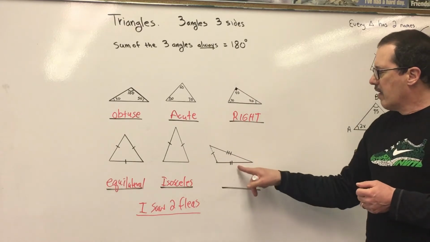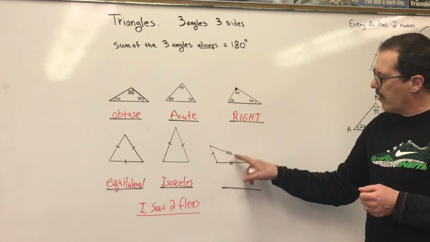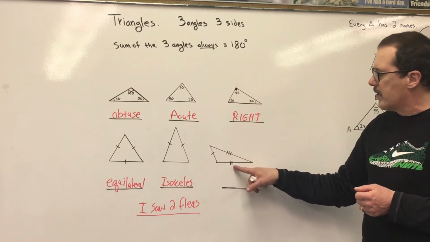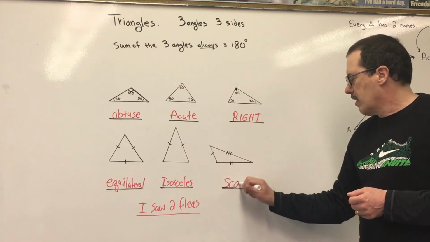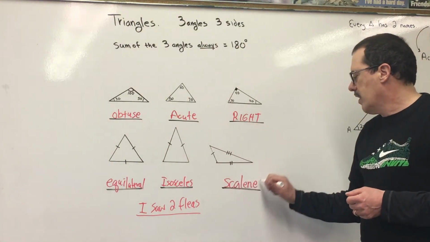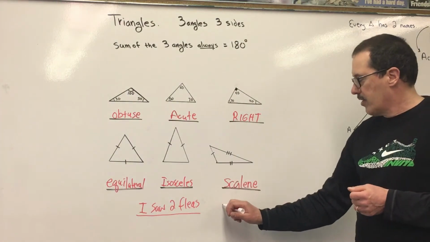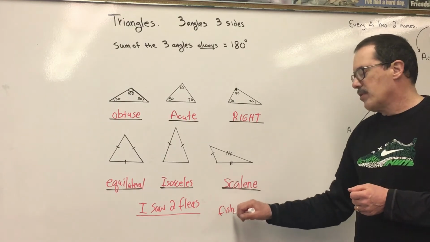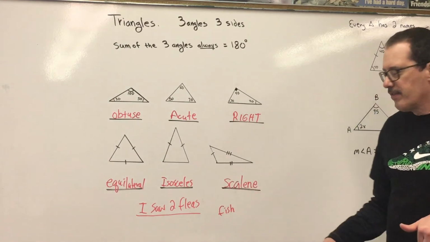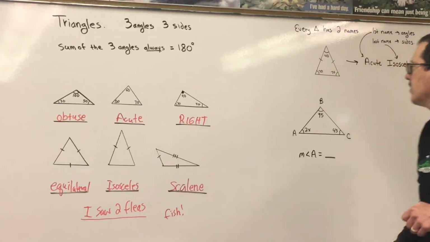The third one here, all the sides are different. These are called tick marks. This has 1 tick mark, this has 3 tick marks, this has 2 tick marks, which means all the sides are different. And that's called a scalene triangle. And the way I remember that is scales are on a fish, and fish are all different sizes. So I just remember fish. 1 fish, 2 fish, red fish, blue fish. Fish are all different. So fish will help you remember that this is a scalene triangle.